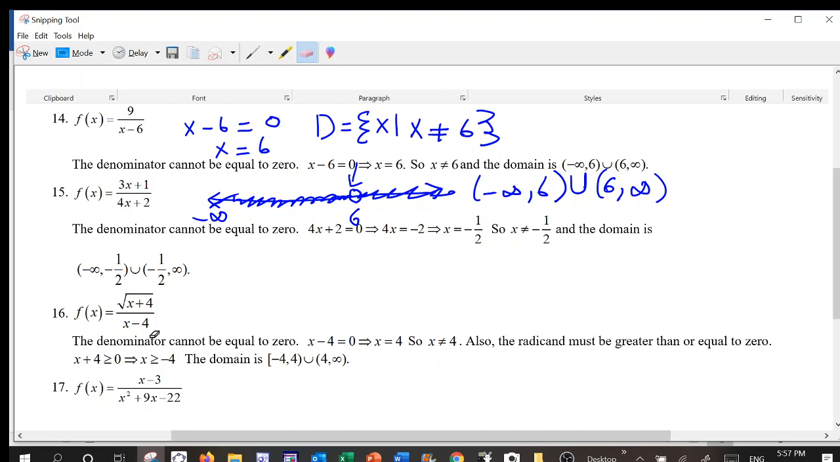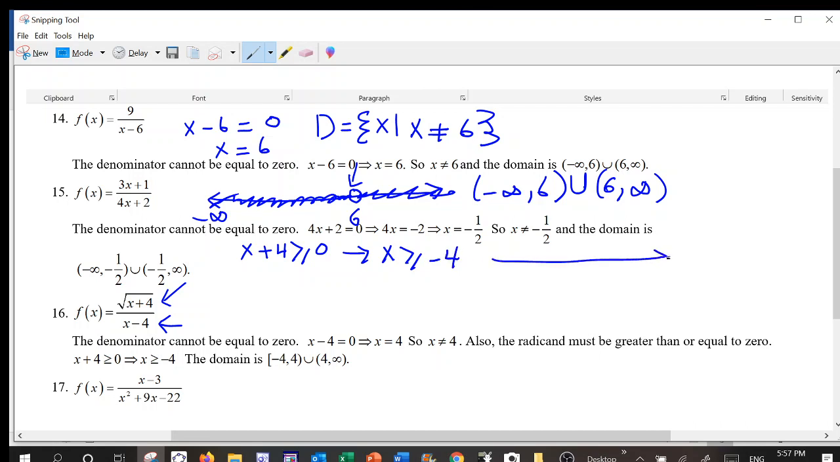Now what about number 16? Well, number 16 we have two problems. We have the denominator and we have that thing. So we have to deal with those separately and then combine them. So let's see. For the top, x plus 4 has to be greater than or equal to 0. That means x has to be greater than or equal to negative 4.